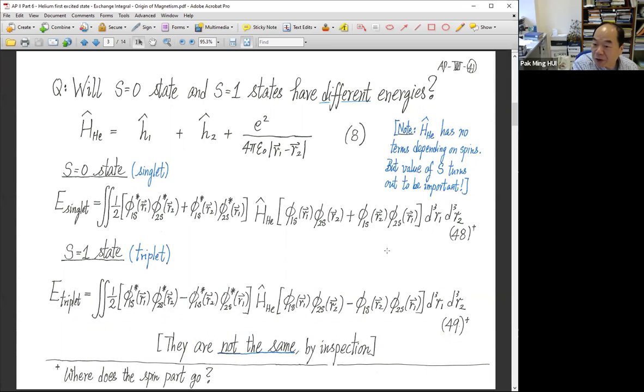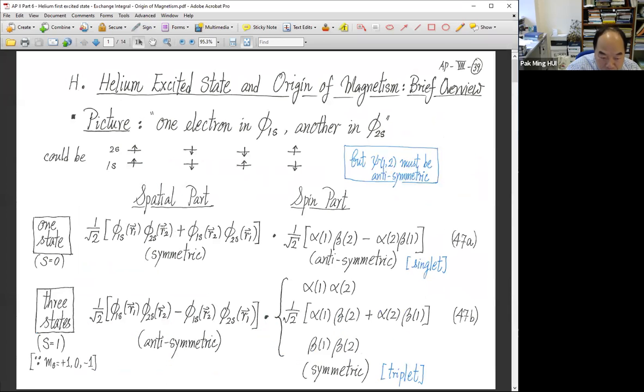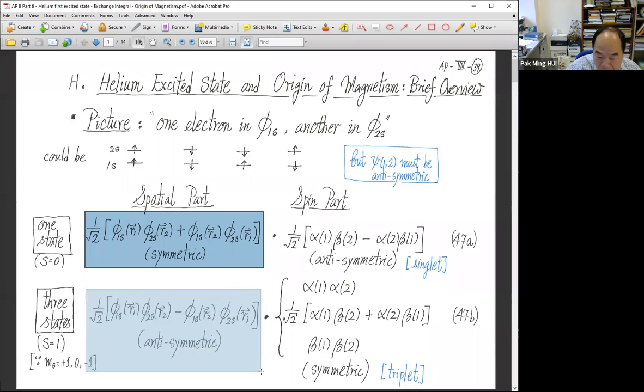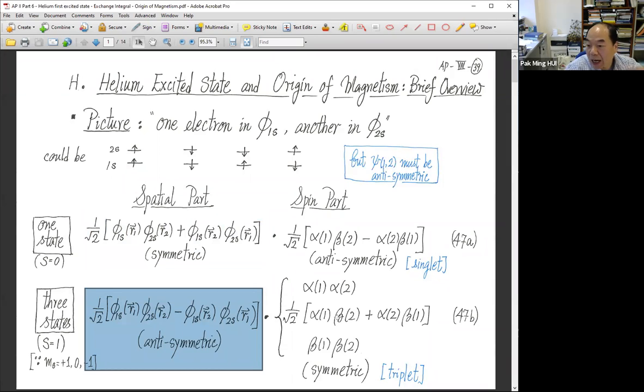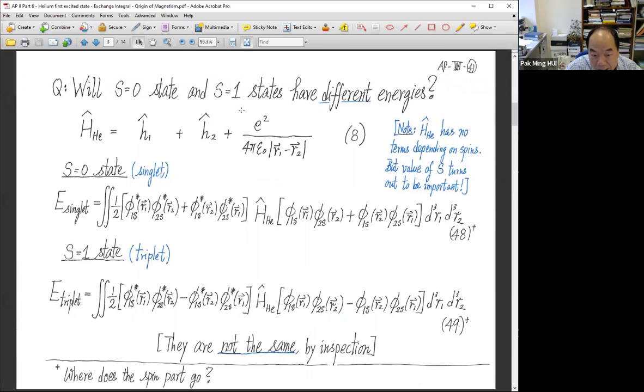Therefore, we have a game to do, right? We have to do expectation values. I have the helium Hamiltonian. The 2 options refer to spatial part symmetric, spatial part antisymmetric. The spin parts are orthogonal. The Hamiltonian does not depend on spin. Nonetheless, the final answer will distinguish which one will have a lower energy.